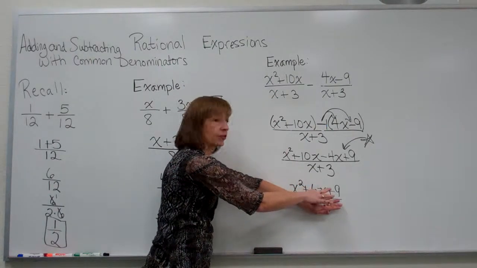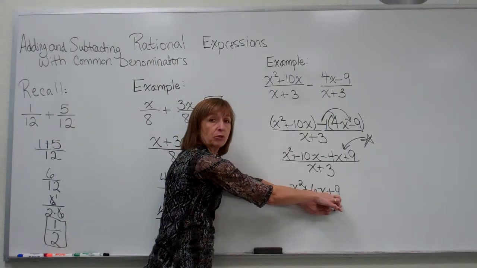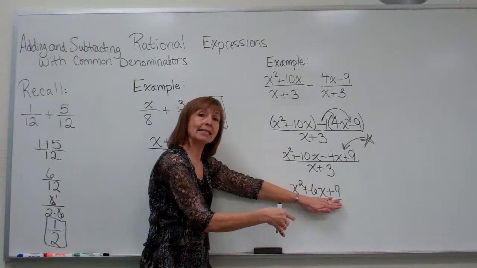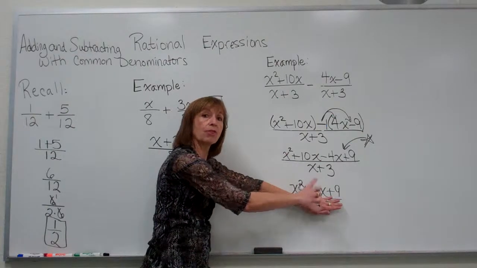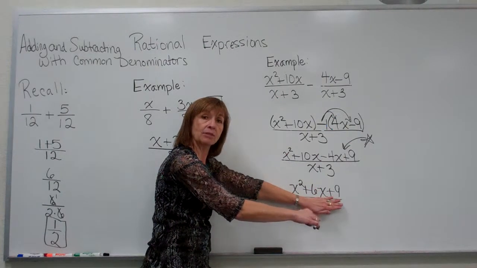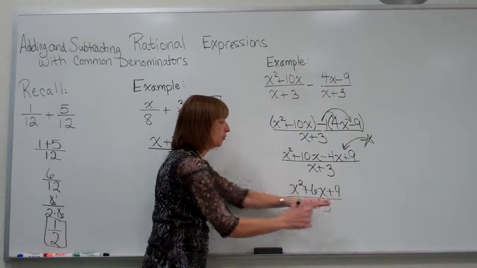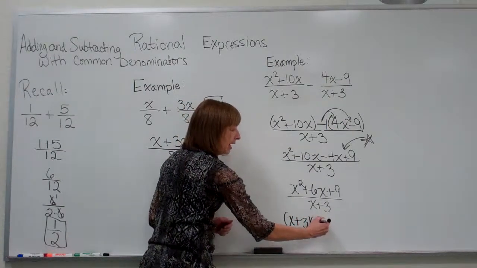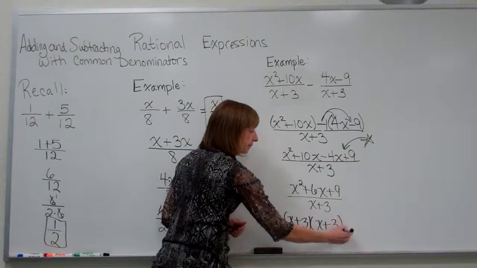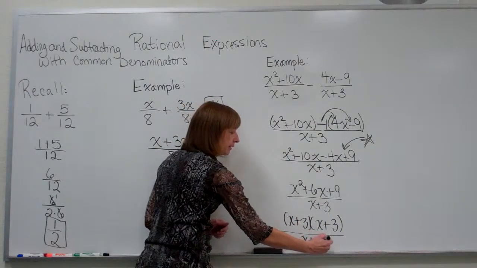So if this factors, I would need to have it so that my factors of 9, the numbers that multiply together to make 9, would also be numbers that add together and get 6, the middle coefficient. Well, 3 and 3 will do that. 3 times 3 is 9, 3 plus 3 is 6. So this numerator factors as x plus 3, x plus 3. The denominator is x plus 3.